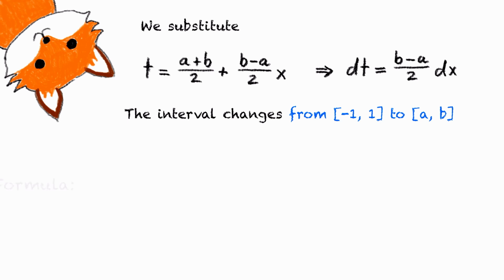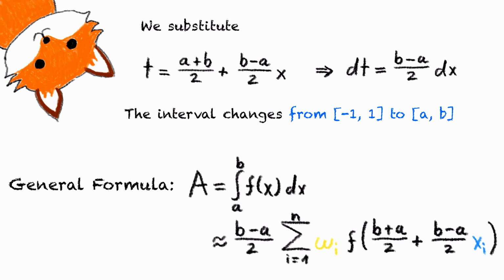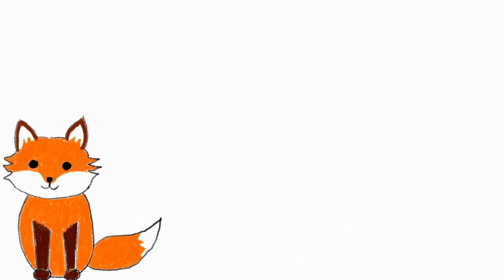With this, we arrive at a general formula for the Gauss quadrature. A is approximated by (b minus a)/2 times the sum over the weights times the function evaluation at the points (b plus a)/2 plus (b minus a)/2 times xi, with xi and omega i being the same as calculated earlier. Let's now look at some lower order Gauss quadratures.